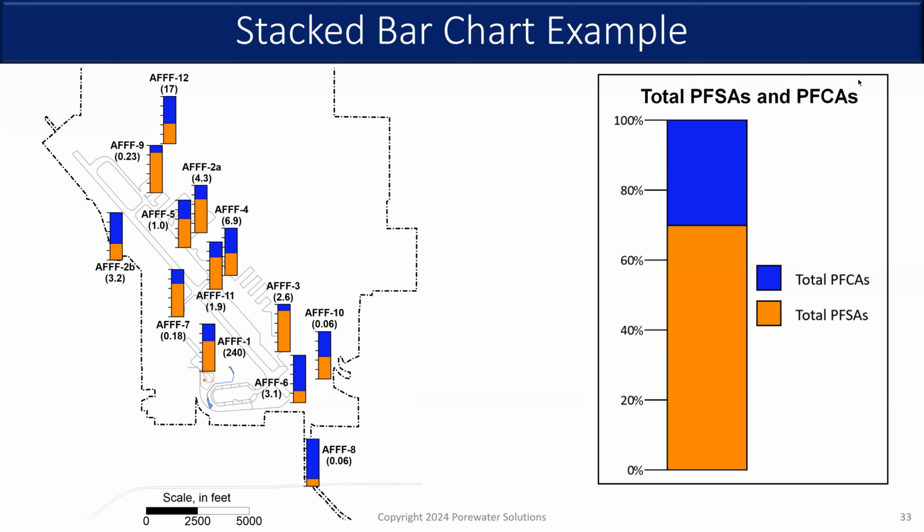So if you look at AFFF1, for example, I can see that the orange, the sulfonates, are a little over 60% of the total for these two categories. Carboxylates are a little less than 40%. So having those tick marks makes it really simple to try and estimate the proportions of the different areas.